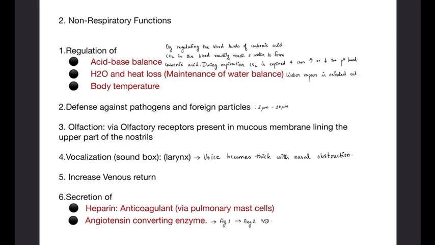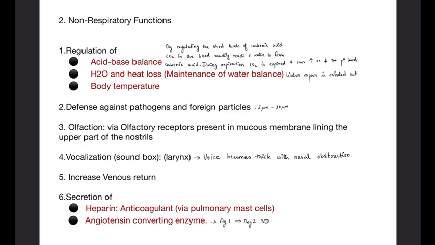Next, vocalization, the sound box, larynx. How is the sound produced? The sound is produced by the movement of air, and the air passes through the larynx. This leads to the production of sound. That's why if you have a cold, what will happen? Your voice becomes thick. How? Due to nasal obstruction. If one of your nostrils is obstructed, how will the air pass? And thus it causes thickness or hoarseness in your voice during a cold.